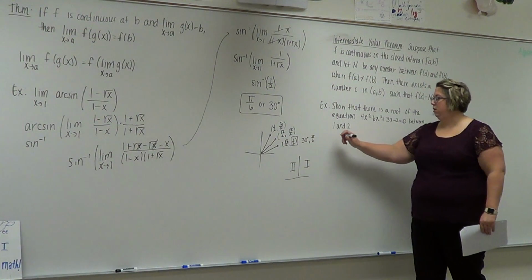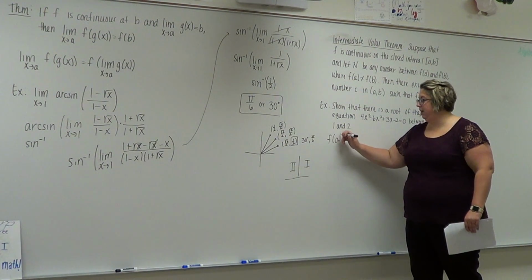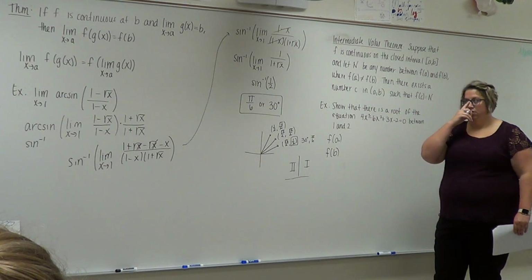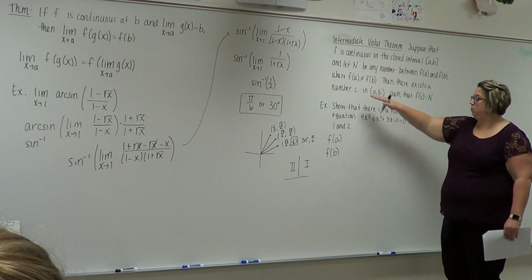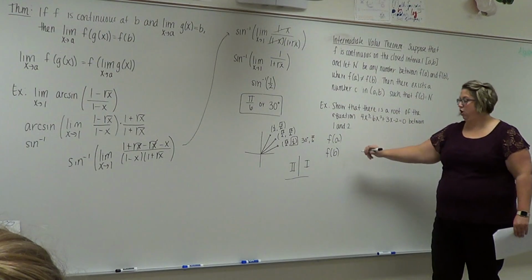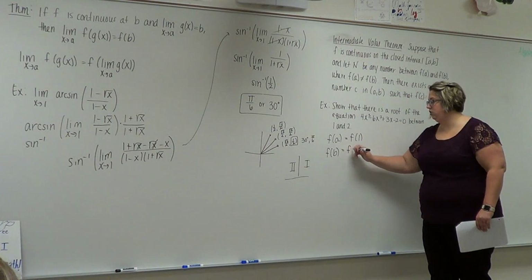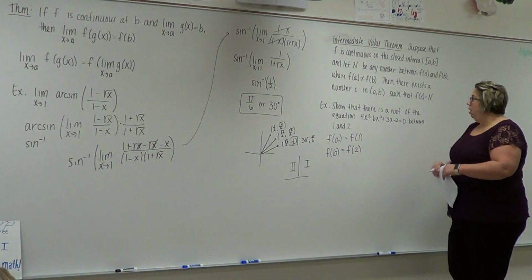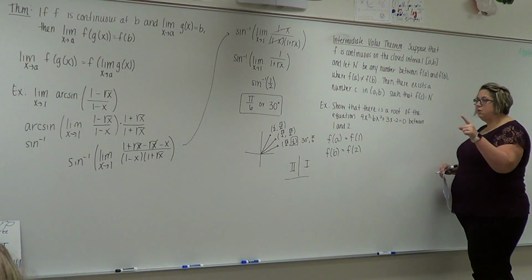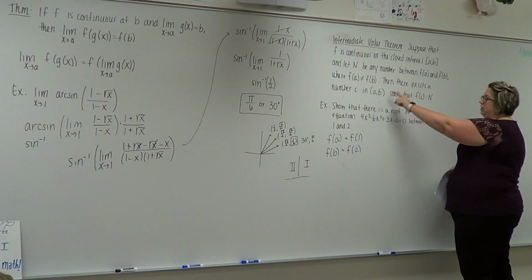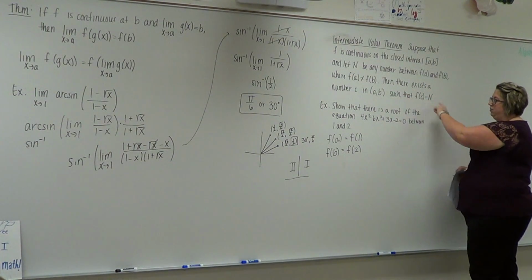I know I need to find my f of A and I need to find my f of B. Because it says they can't be the same, which they're not the same, right? I already know that I have 1 and 2, so I'm going to find f of 1, I'm going to have to find f of 2. It says as long as those numbers are not the same, so we're going to make sure that they're not, there exists a c in there such that f of c equals n.